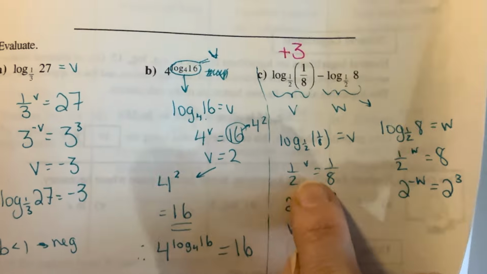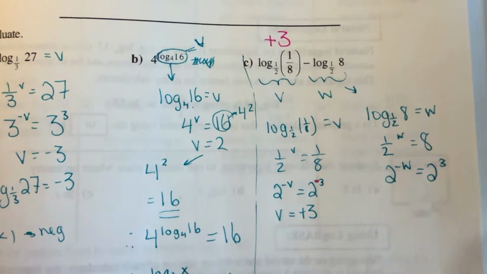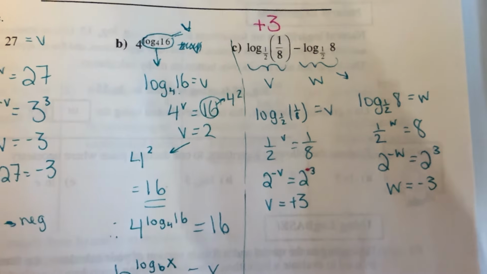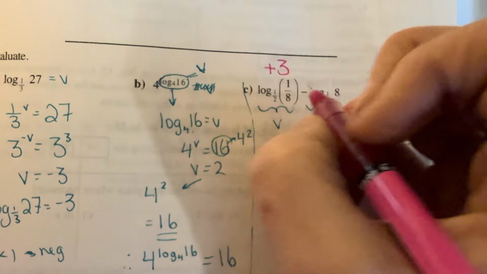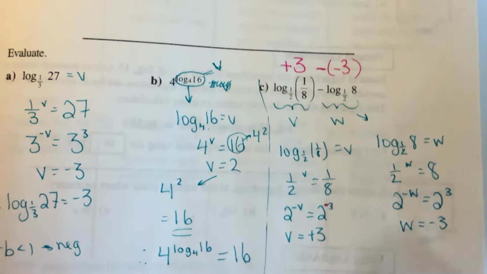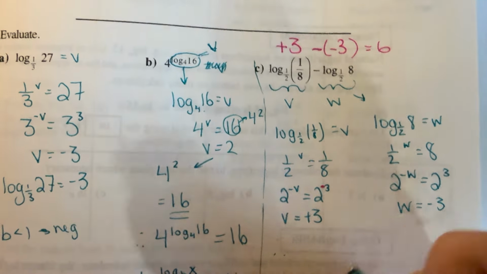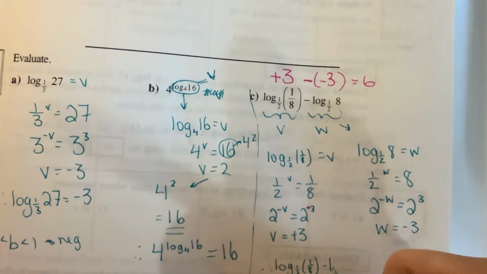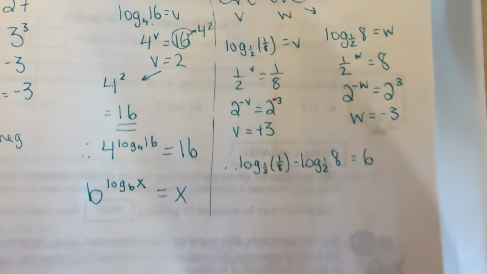So I caught that because I realized I had the same answer over here for just the 8, but then I'm like, oh wait, I had 1 over 8 there. Okay, so then here, w is going to be equal to negative 3. Okay, so then I've got positive 3 that I fixed, and then minus negative 3. Okay, so positive 3 minus negative 3 is equal to 6. So then therefore, this long expression is equal to 6.